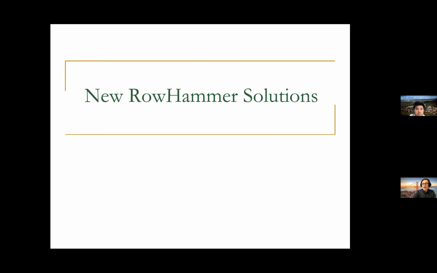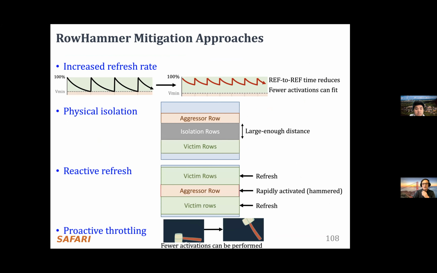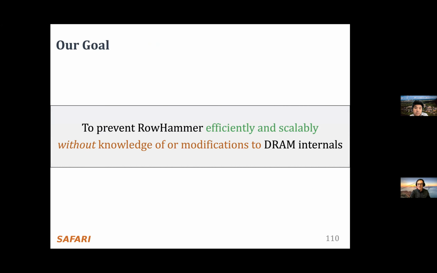Let me talk about new Rowhammer solutions because this is a very important direction. There's a paper in ASPLOS 2022 that's coming also on this. There are 4 major mitigation approaches: increasing the refresh rate, physical isolation, reactive refresh, and proactive throttling. And these approaches have many key challenges, but 2 important key challenges are: how do you make things scale with worsening Rowhammer vulnerability into the future? And how do you become more compatible with commodity DRAM chips? Ideally, you don't change anything in the DRAM chip from a memory controller perspective. And our goal was to actually achieve both of them.